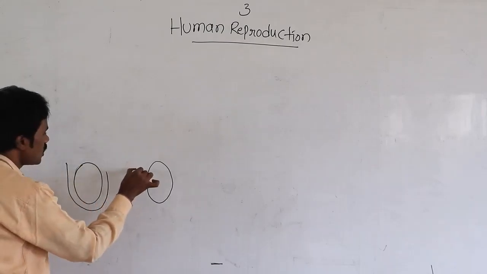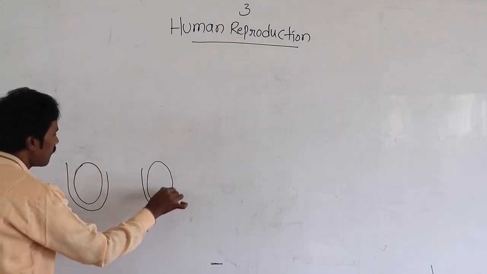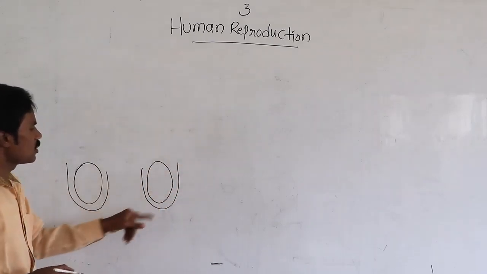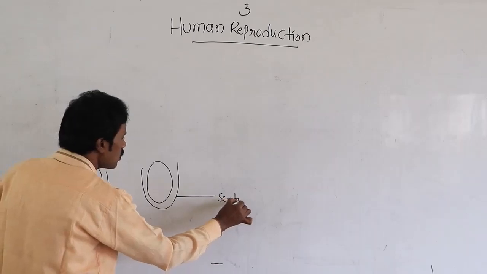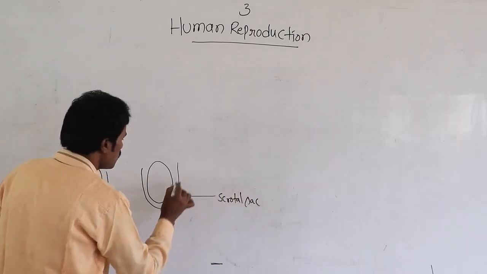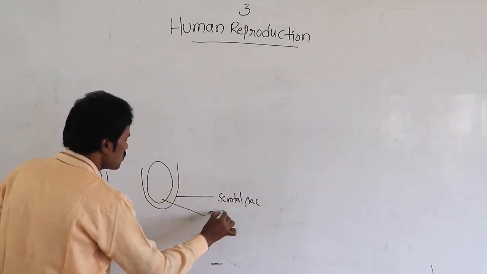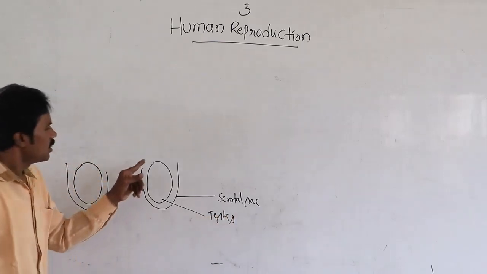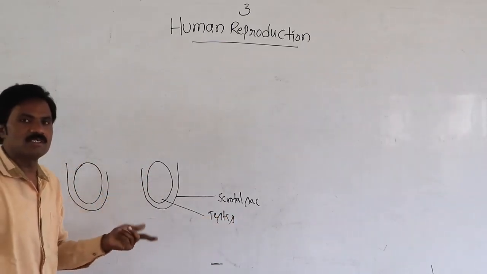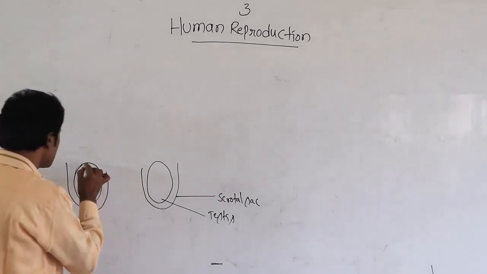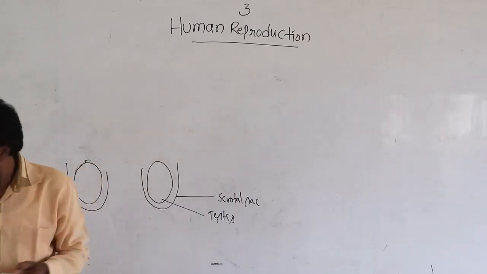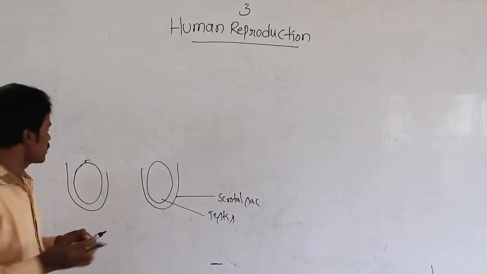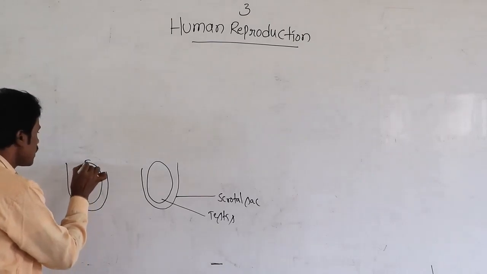This is the scrotal sac. Inside the scrotal sacs, it is present. This is the testis. From the testis, some accessory duct arises.